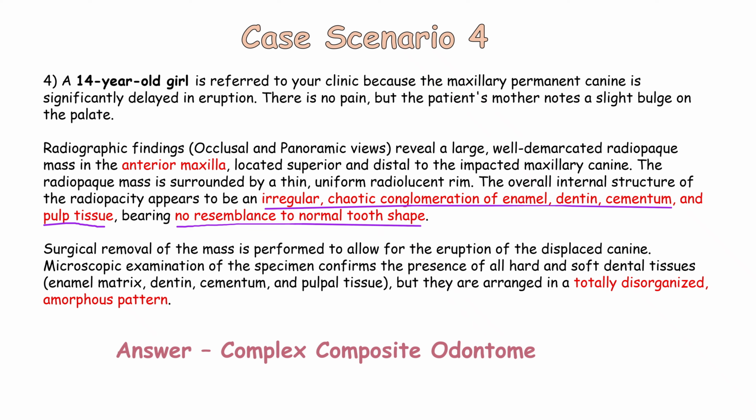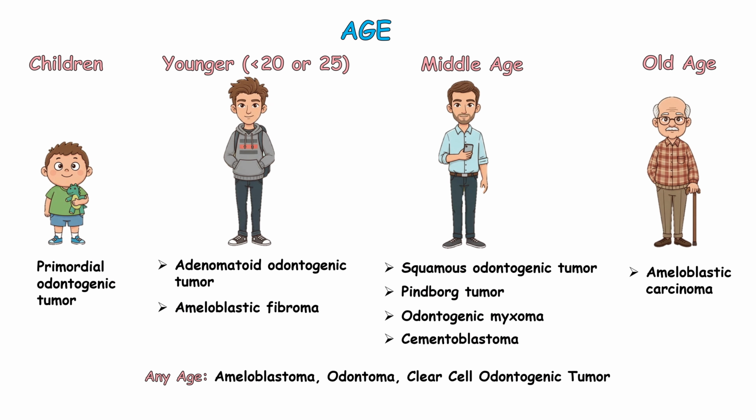In compound composite odontome, it has main predilection for the posterior mandible, and for complex, predilection is the anterior maxilla only. And also in compound composite odontome, there is some resemblance to normal tooth structure. This case strongly indicates, and the correct diagnosis is complex composite odontome. Here is the summary.